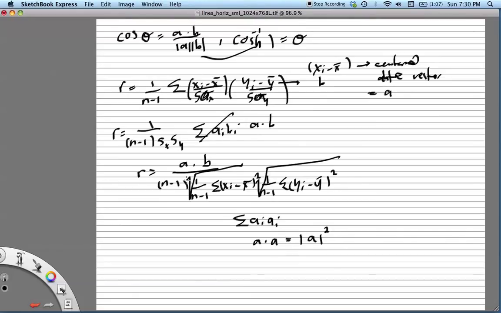So basically what we get here is that r is equal to a dot b divided by n minus 1 times the square root of the magnitude of a squared over n minus 1, times the square root of the magnitude of b squared over n minus 1.